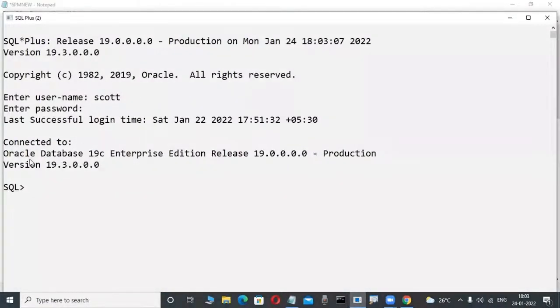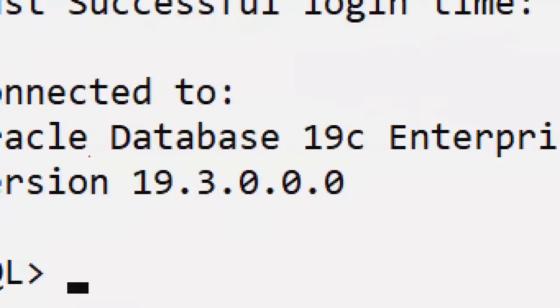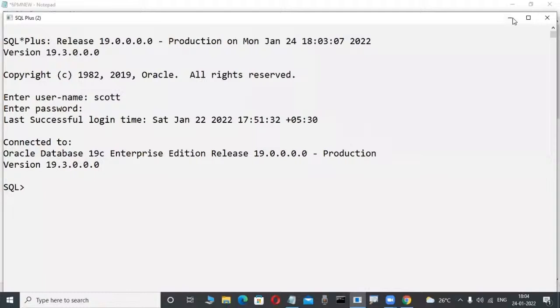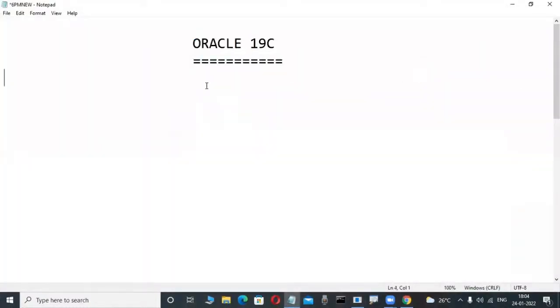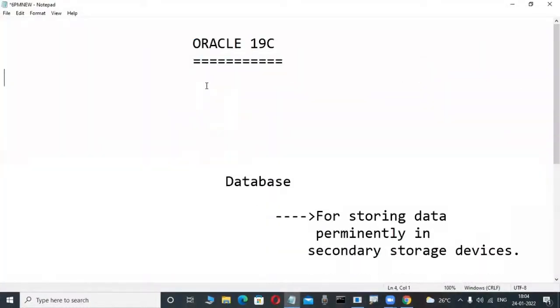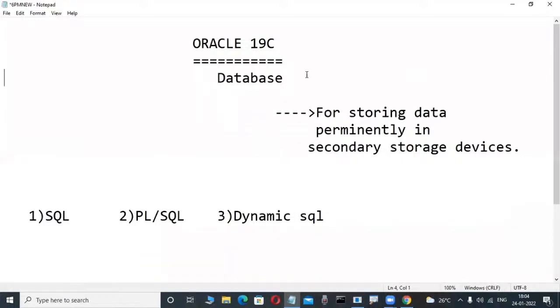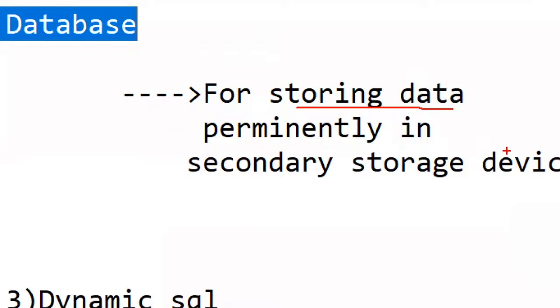Oracle is a product from Oracle Corporation. What type of product is that? A database product. What is the purpose of database products? Either Oracle, SQL Server, or DB2, so many products are there. What is their purpose? For storing data permanently in the hard disk, in secondary storage devices.